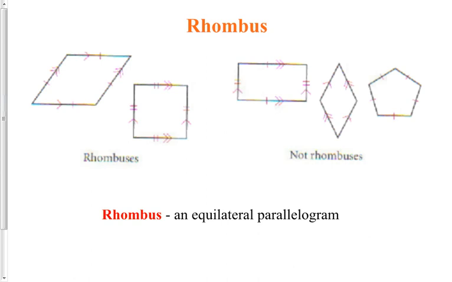Then we have the rhombus. On the left, we have 2 examples of rhombuses. On the right, we have 3 examples of polygons that are not rhombuses. After looking closely at these, we see that a rhombus is an equilateral parallelogram.